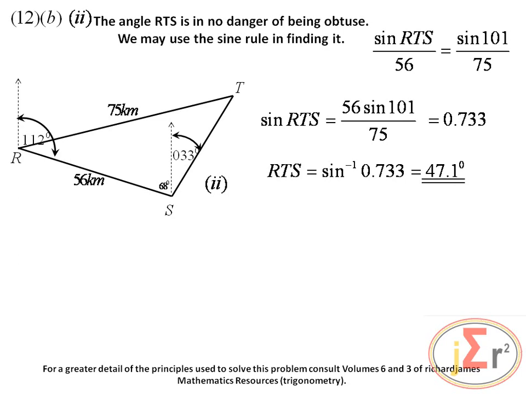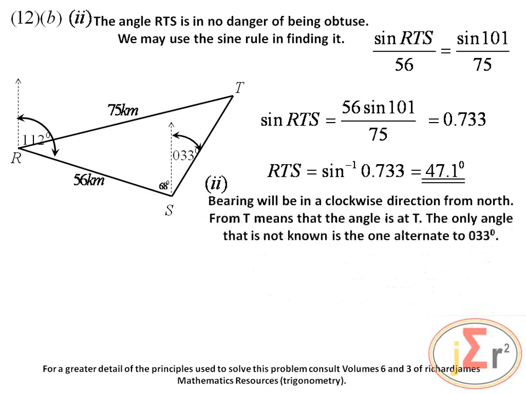We now need to determine the bearing of R from T. Bearing will be in a clockwise direction beginning at north. From T means that the angle is at T. The only angle that is not known is the one alternate to 33 degrees, which is this one. So let us show the setup that we are talking about. This angle is the one that was not previously known.